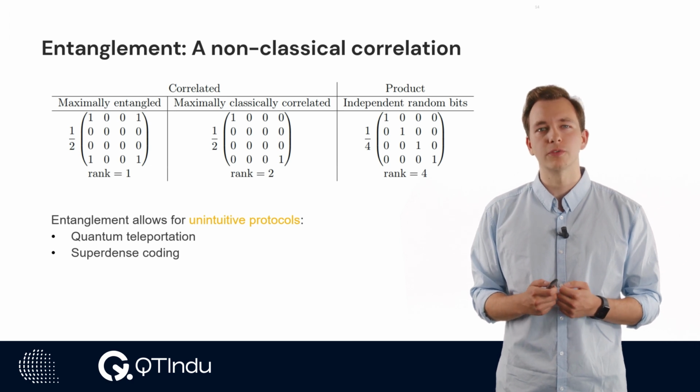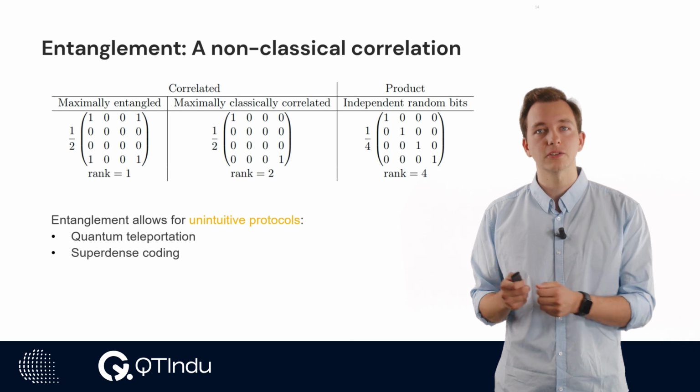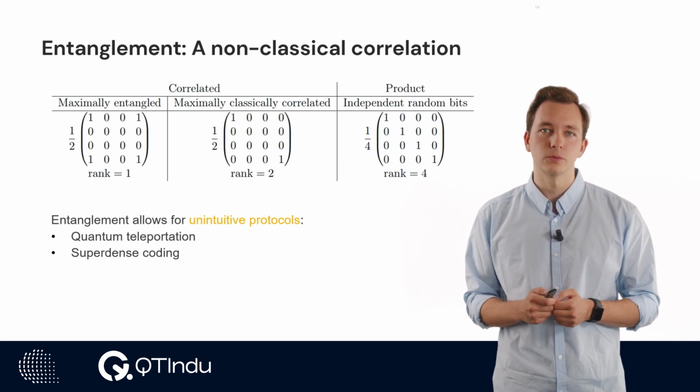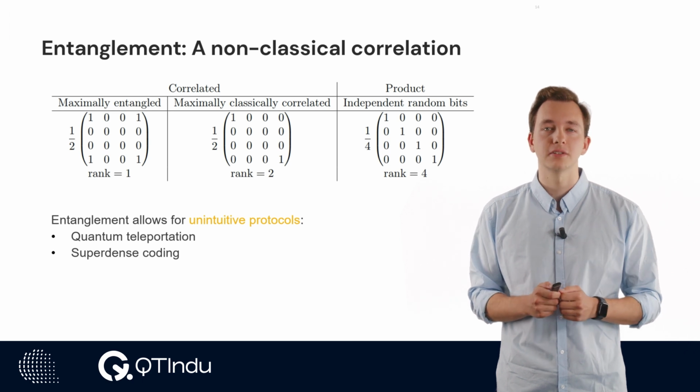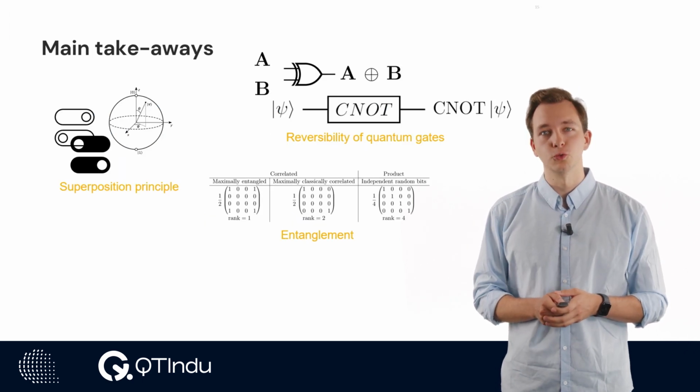Entanglement can be used for very unintuitive protocols. For instance, quantum teleportation, which allows us to teleport a quantum state, and superdense coding, which allows us to send 2 classical bits via 1 quantum bit. This brings us to the conclusion of Module 2.1.